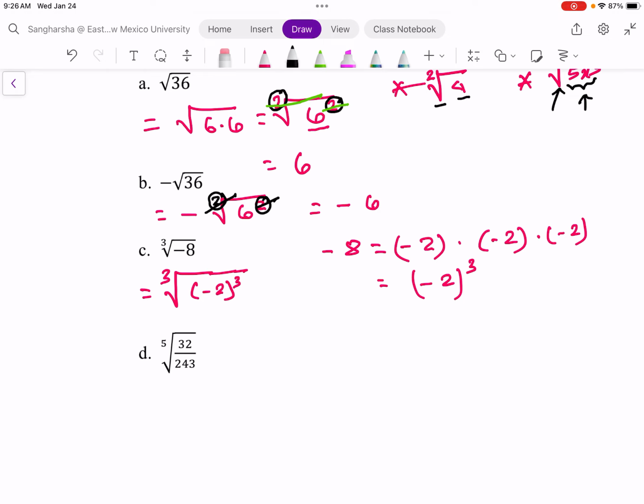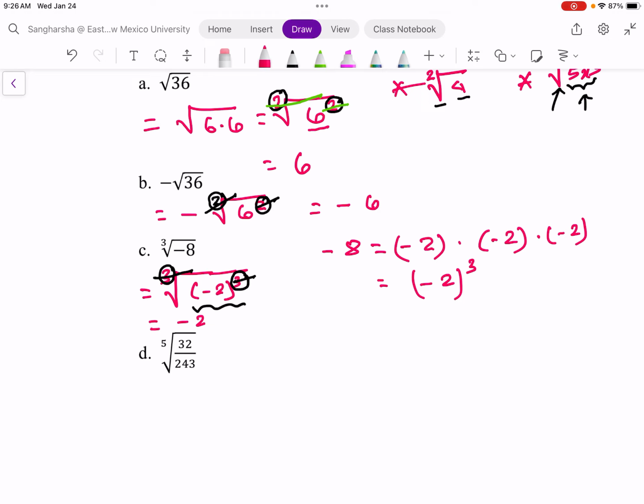Now, do we have the index the same as the exponent of the radicand? This is our radicand, this is our index, and this is the exponent of the radicand, and these two are the same number, so we can cancel this and we are left with negative 2 as our final answer.